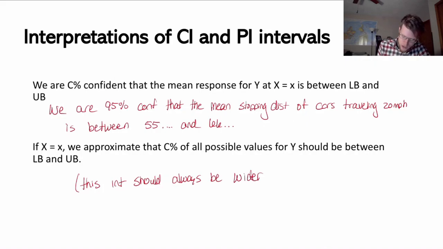Right, so this is a prediction interval for values of y, as opposed to the other one being a confidence interval for mean response.